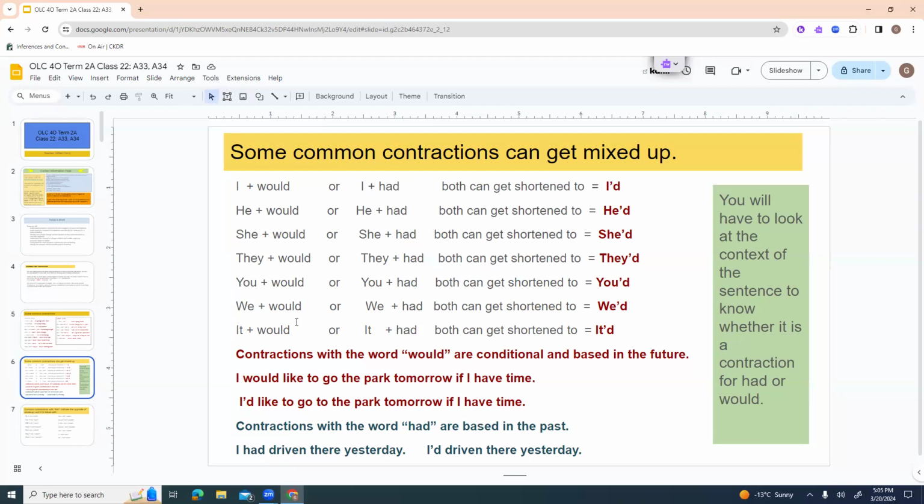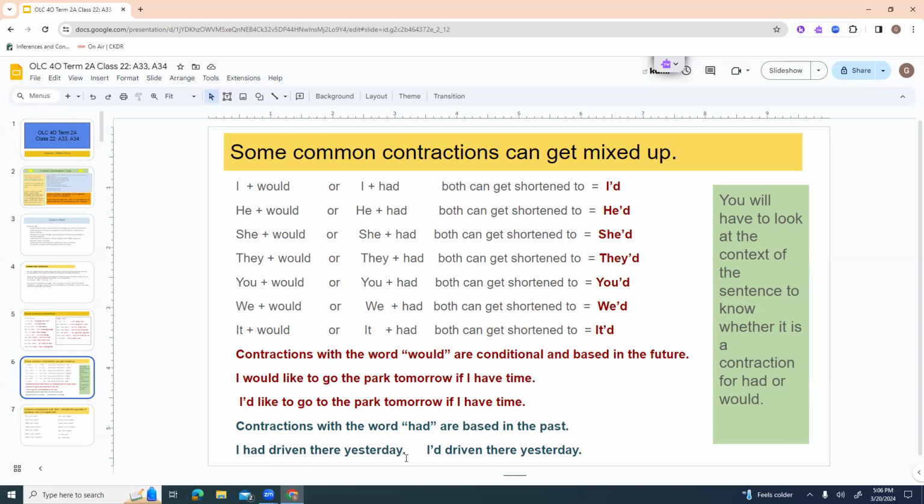Whereas had is generally the past, like, I had finished my work. I had pizza for breakfast. So they actually mean very different things, and you need to be conscious of that when you're looking at the contraction as to which one it was there. So like here I've got I would like to go to the park tomorrow if I had time. I'd like to go to the park tomorrow if I had time.